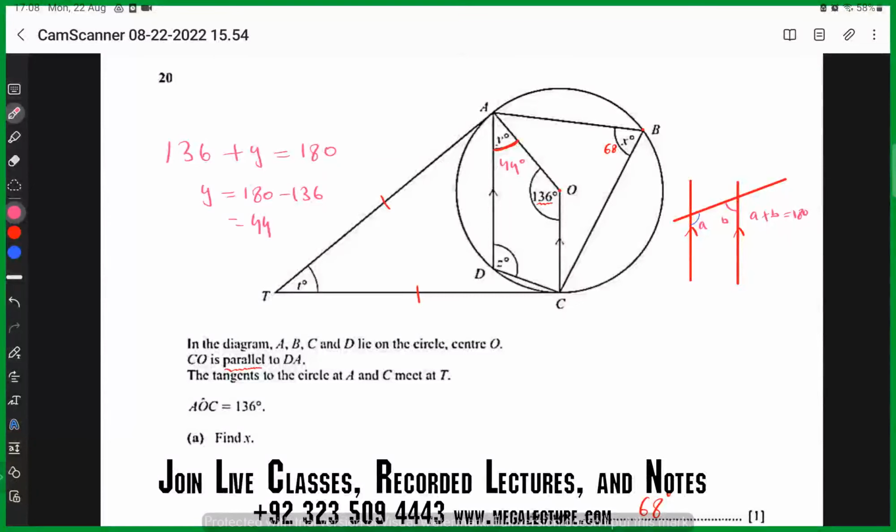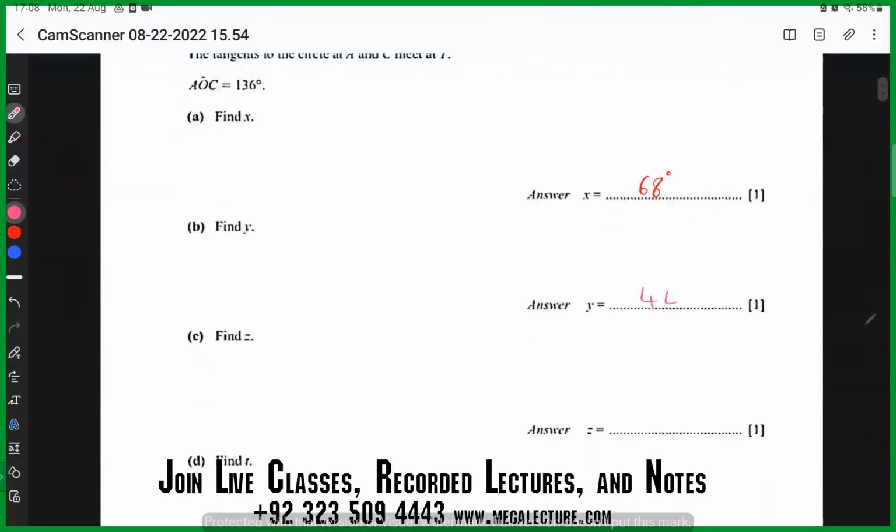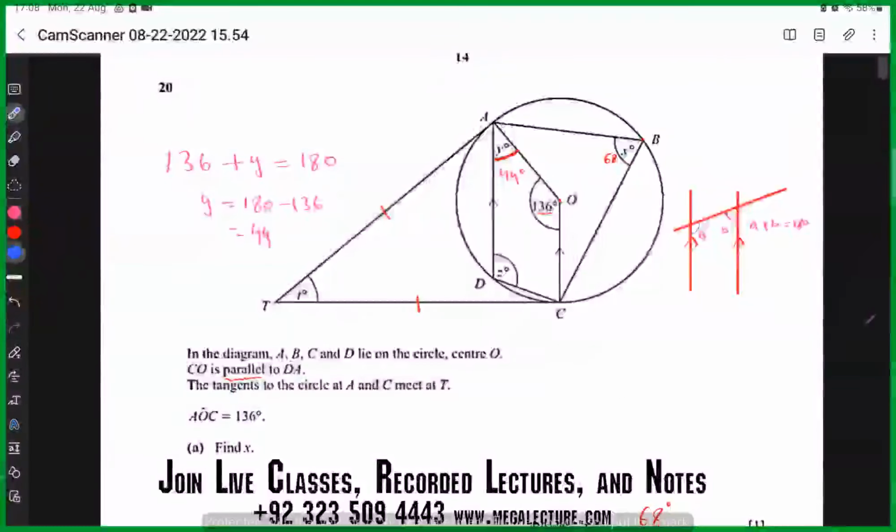We are done with the first two. X was found by using the property that angle at center is twice the angle at circumference, and Y comes from the fact that when you have two parallel lines being cut by a transversal, OA is your transversal, the sum of interior angles is 180. So we are done with the first two parts. This turned out to be 44. Find Z.